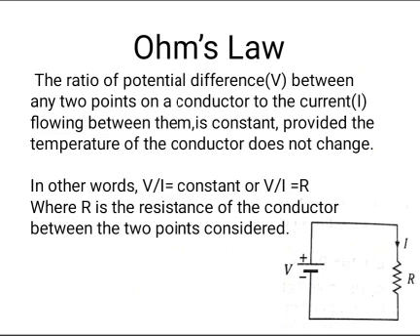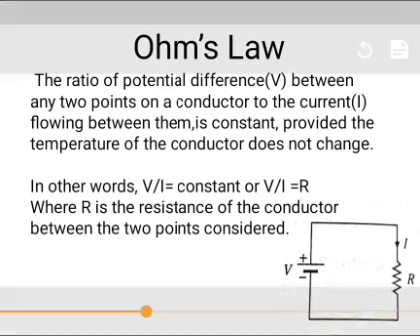Next, Ohm's law. This law applies to electric conduction through good conductors and may be stated as: the ratio of potential difference V between any 2 points on a conductor to the current I flowing between them is constant, provided the temperature of the conductor does not change. In other words, V by I equals constant, or V by I equals R, where R is the resistance of the conductor between the 2 points considered.